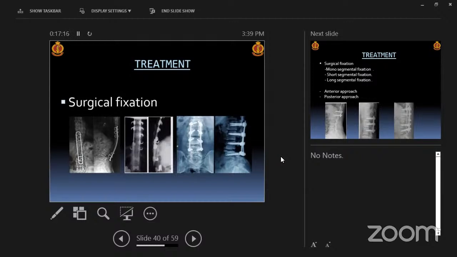Surgical fixation has evolved from wires, to hooks, to pedicle screws. And pedicle screws are the most important one right now, the trend right now. Why? Because mechanically it's more stable, you can correct deformity, and it's safer.